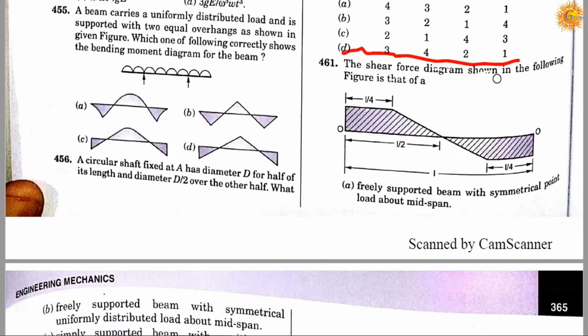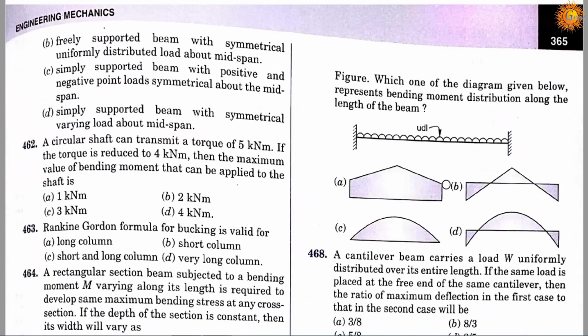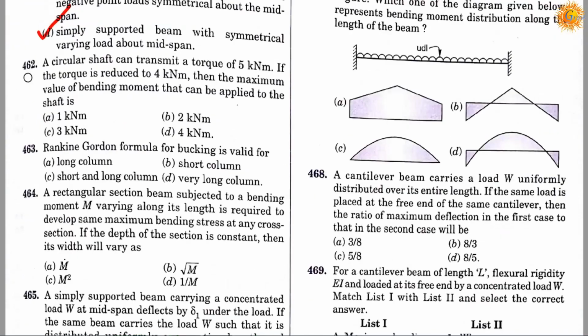Question number 461. The shear force diagram shown in the following figure is that of option A, freely supported beam with symmetrical point load about mid-span, option B, freely supported beam with symmetrical uniformly distributed load about mid-span, option C, simply supported beam with positive and negative point load symmetrical about the mid-span, and option D is a simply supported beam with symmetrical varying load about mid-span. So correct answer is D. It will be simply supported beam with symmetrical varying load about mid-span.